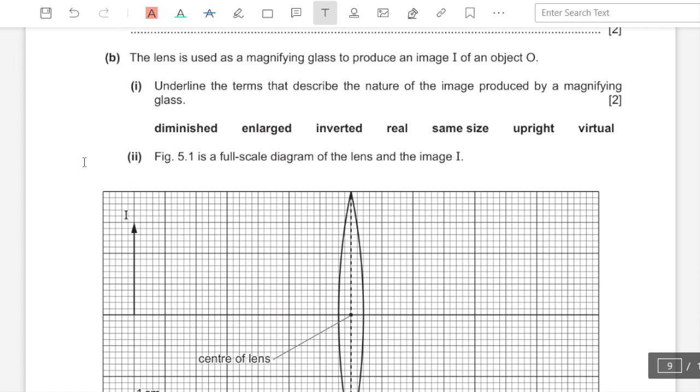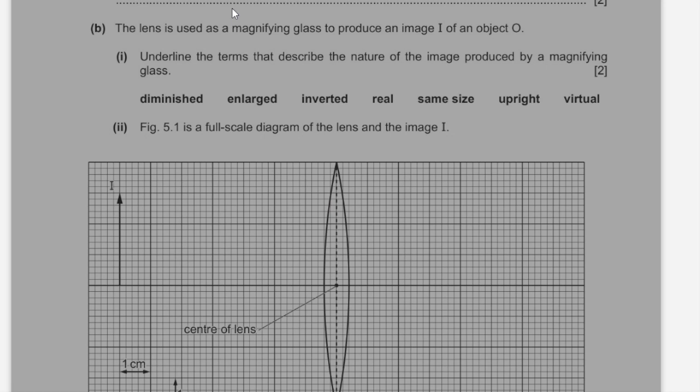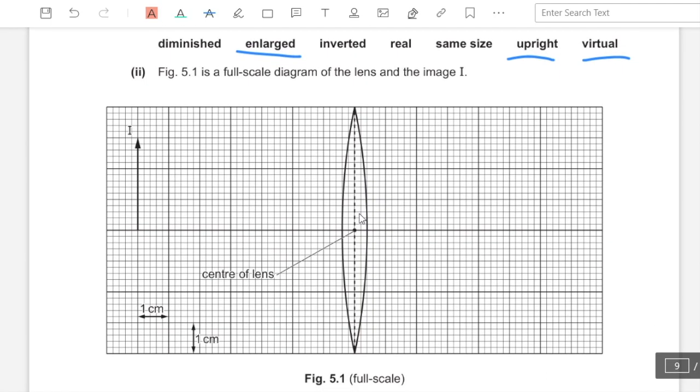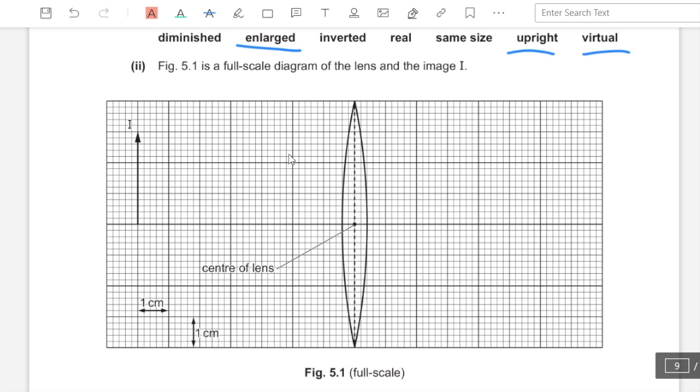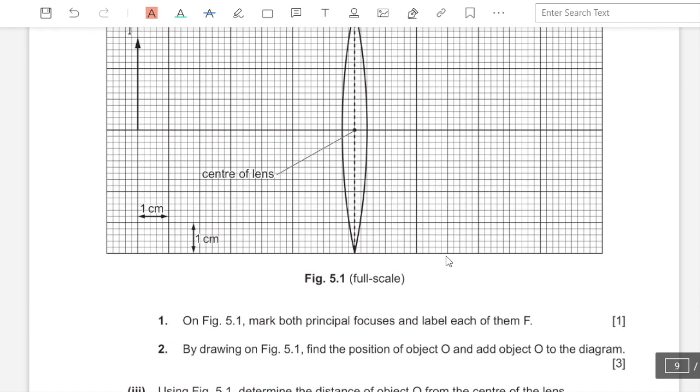B. The lens is used as a magnifying glass to produce an image I of an object O. 1. Underline the terms that describe the nature of the image produced by a magnifying glass. So of course it's going to be enlarged and virtual along with upright. 2. Figure 5.1 is a full-scale diagram of the lens and the image. 1. On figure 5.1, mark both principal focus and label each of them F. By drawing on figure 5.1, find the position of object O and add object O to the diagram.